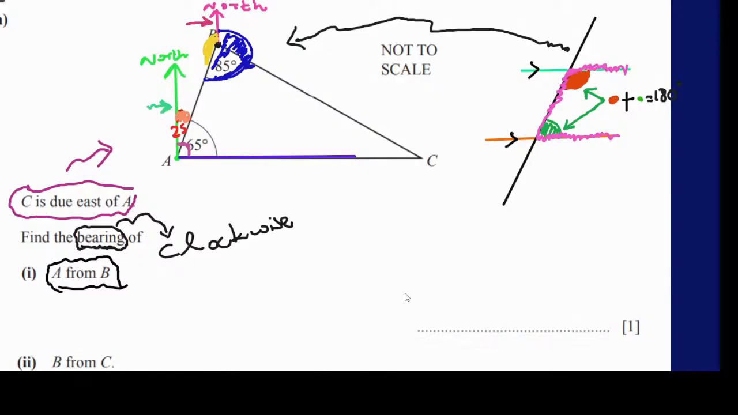So since the two norths are parallel to each other, when we add this orange angle to this yellow angle, the answer has to be 180 degrees. We know this orange is 25, then how do you find this yellow angle's magnitude? That is 180 degrees minus 25. That would give us 155 degrees. So this yellow angle's magnitude is 155 degrees.